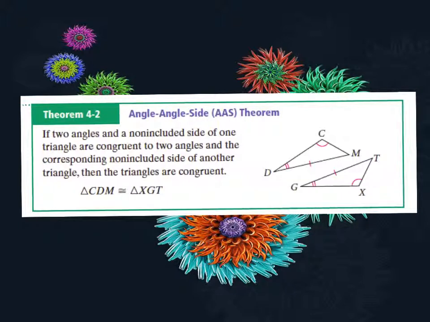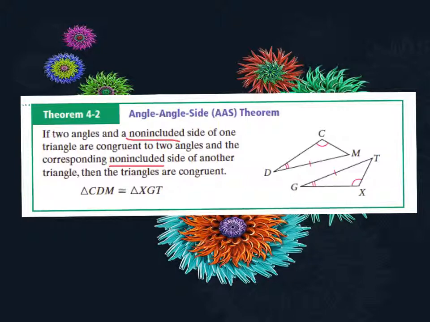Here's a more formal definition from your textbook. Angle, angle, side theorem. If two angles and a non-included side of one triangle are congruent to two angles and the corresponding non-included side of another. So I was a little bit mistaken. It's not really included, but you do notice that you have the two angles and then you go to a side. So that helps me. So this part is non-included.